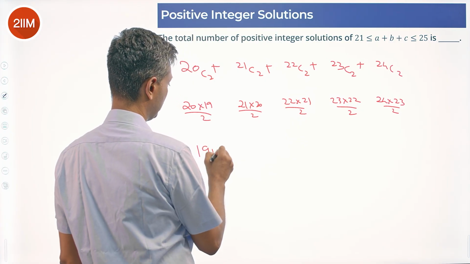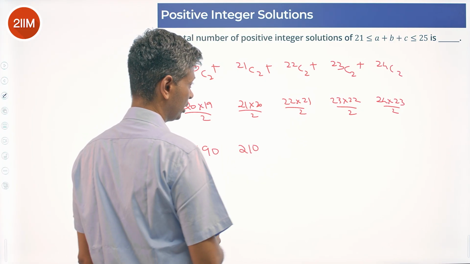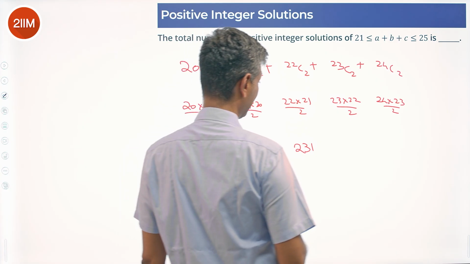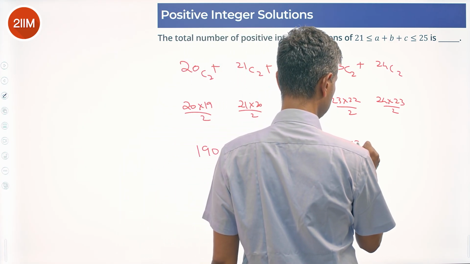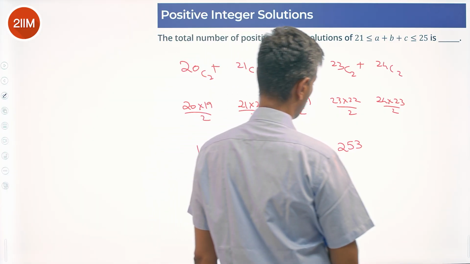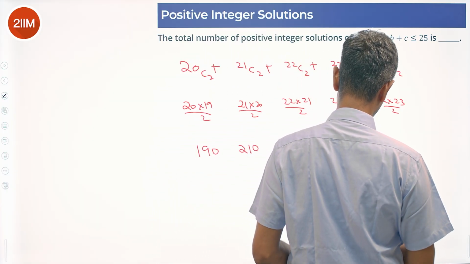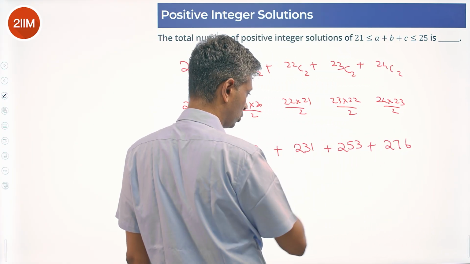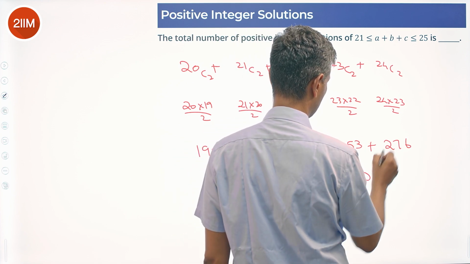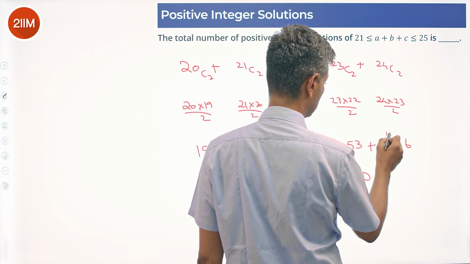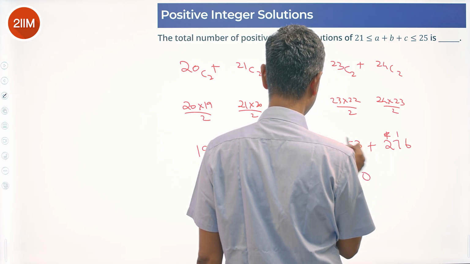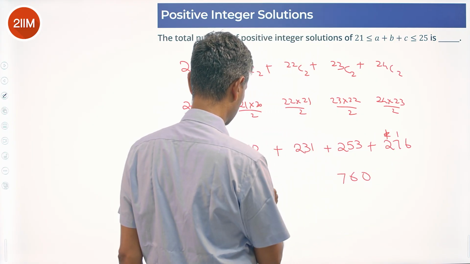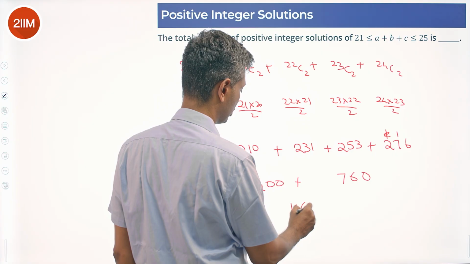19 into 10, 190; 21 into 10, 210; these 2 add up to 400. 21 into 11, 231; 23 into 11, 253; 23 into 12, 253 plus 23, 276. These 2 add up to 400, and adding the remaining 3 gives 760. 760 plus 400, 1160.